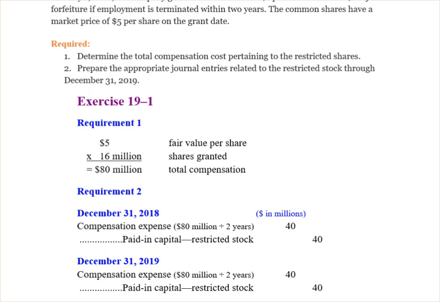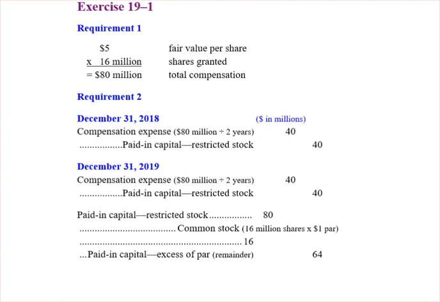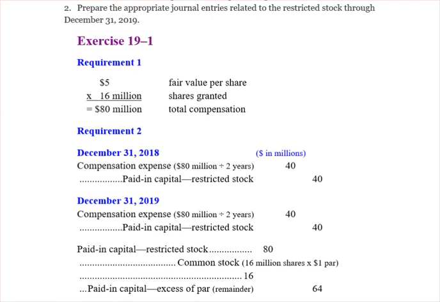Now, the next journal entry happens on December 31st, 2019, and I'm going to tell you this one is actually December 31st, 2019. You are removing the balance from paid-in capital restricted stock, and you need to show the stock as issued, because indeed it's issued. Now, this issued stock is going to be par times the number of shares. That shows up as 16 million. That should be a credit.